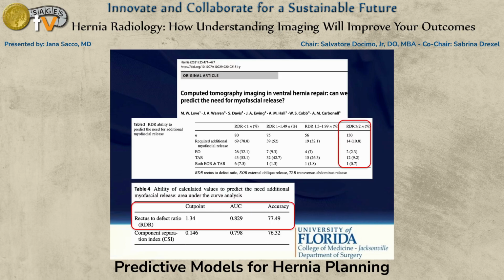So again, they looked at this and stratified it into different groups, and they were able to show that if the RDR was greater than 2, you had only a 10% chance that you're going to need a component separation. So again, not perfect, as none of these will be, but fairly good accuracy with their predictive model to tell you when you may need that.